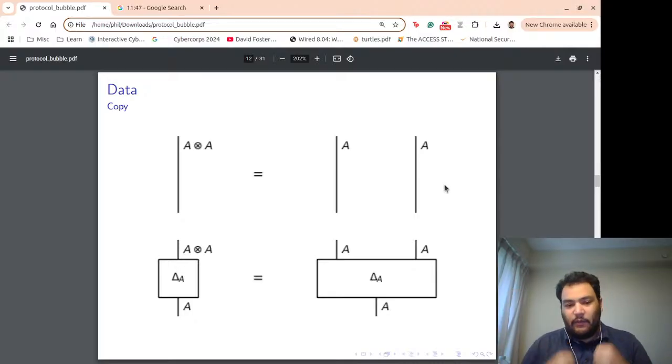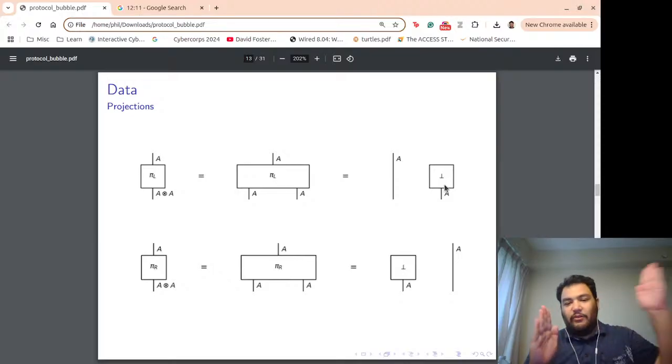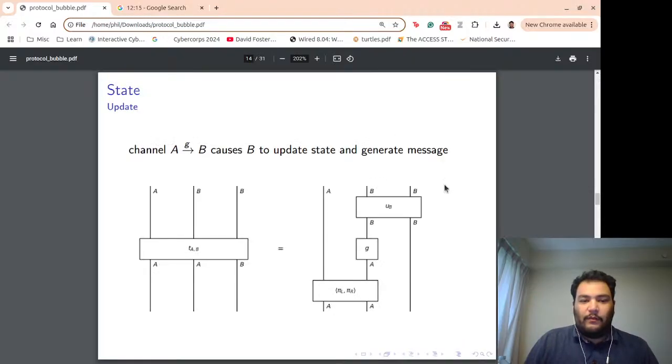And so one of the things that we're going to use is this channel on the bottom that takes a state of Alice and copies it into two identical copies. You can think of it as emitting one pair of states, or two states. Whenever you have two states, you can pick out the one on the left or you can pick out the one on the right.